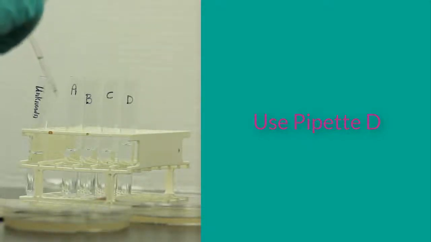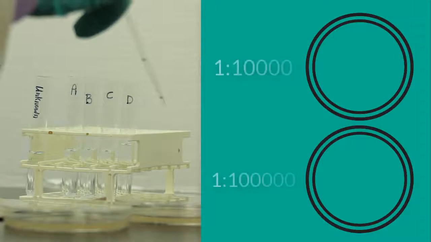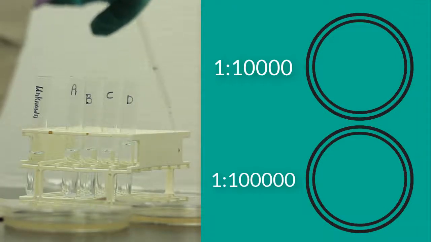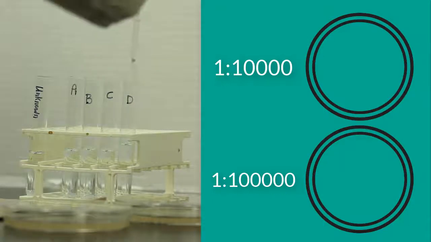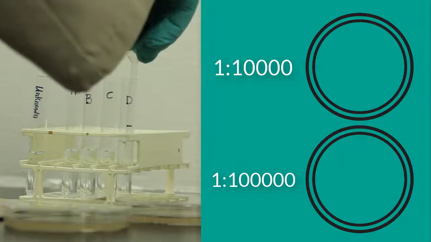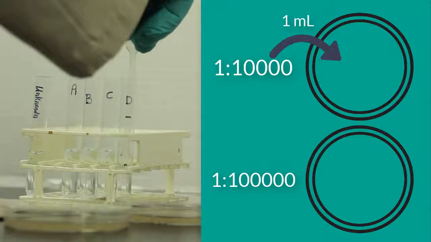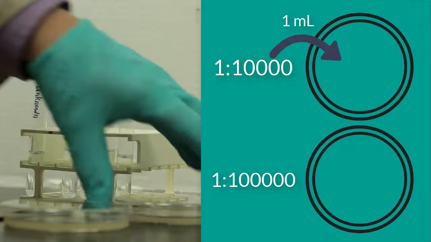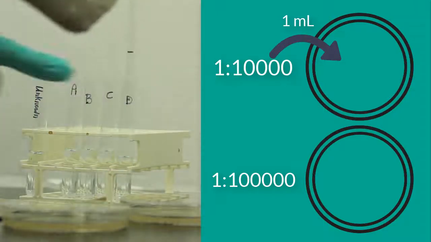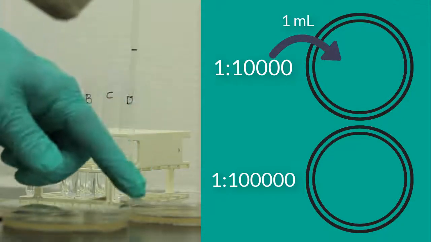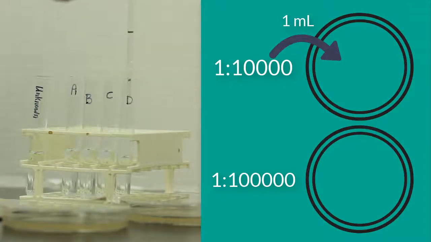The difference here is the volume in which I will pipette to the 1 in 10,000 plate, and the volume I will pipette to the 1 in 100,000 plate. The 1 in 10,000 plate would get approximately 1 milliliter. Since that is a 1-to-1 dilution factor, you can see 1 in 10,000 tube, which is tube D, would also be the 1 in 10,000 plate.